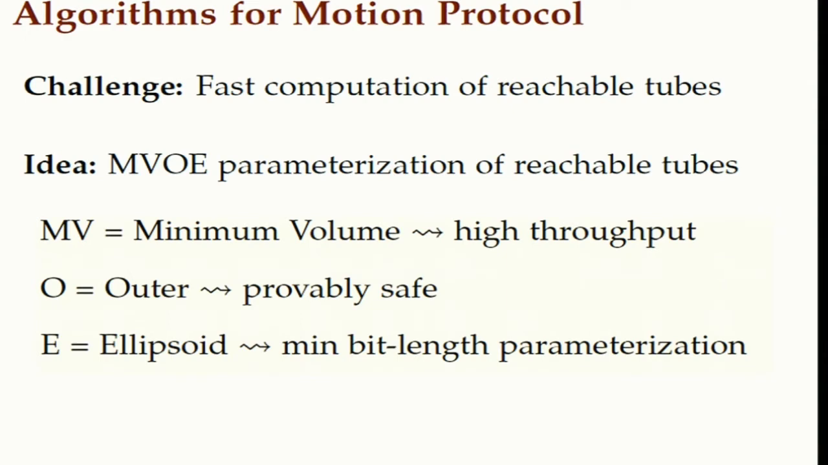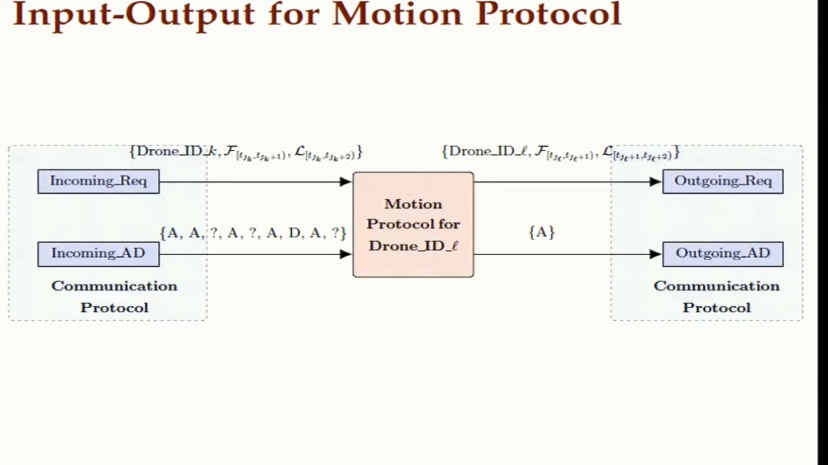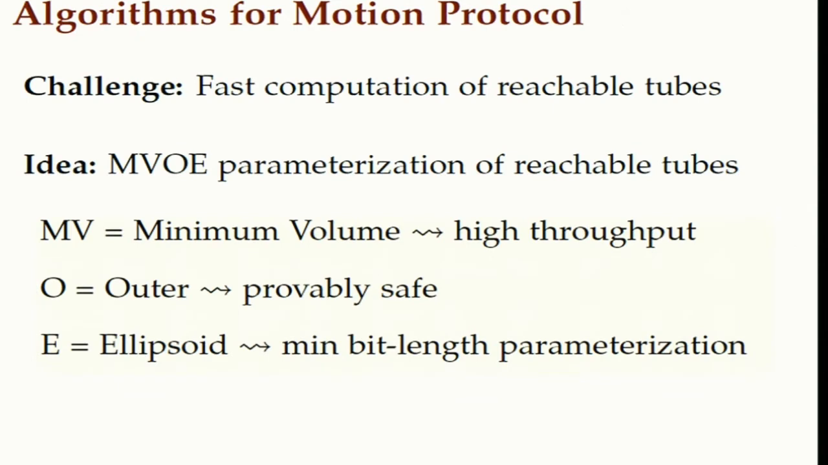Why? Because the content or description of the tube is actually the packet content that is going in the communication protocol. So somehow you have to encode this description of the tube in the communication packet content, and from that point you probably want a minimum bit length representation of the tube. And this minimum bit length requirement motivates us to think about an ellipsoidal parameterization of the tube.